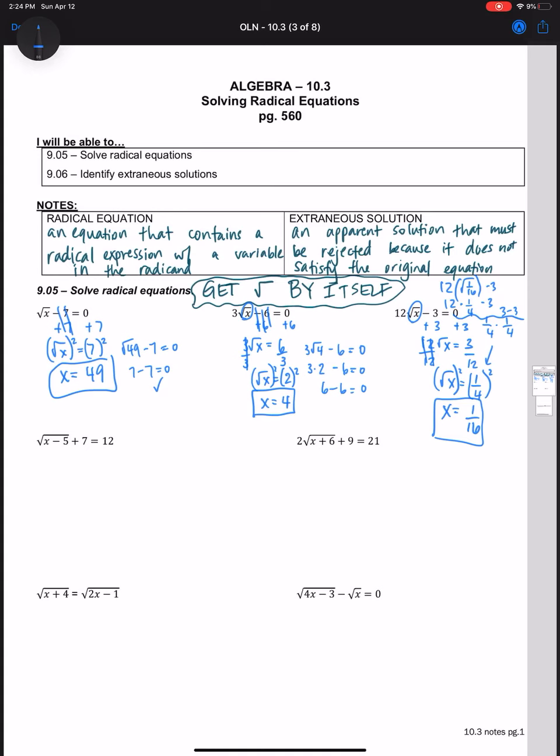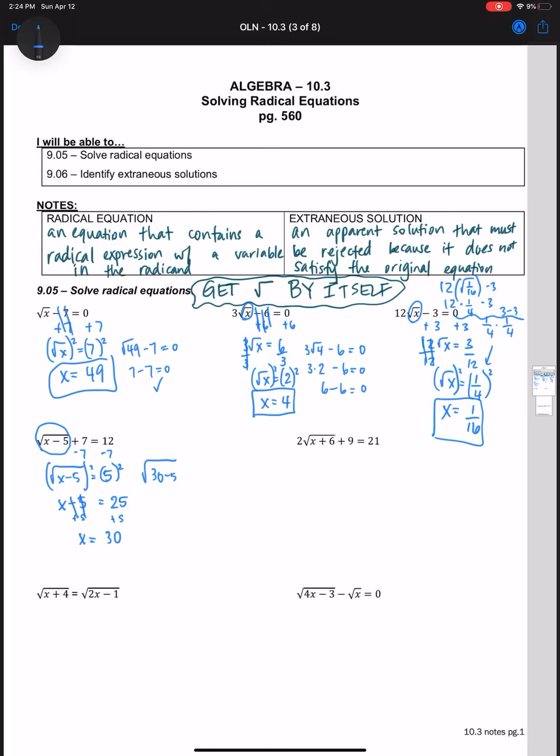Okay, so now we're going to get a little more difficult. Still need to get the square root by itself. So we need a minus 7 from both sides. X minus 5 is still there. That equals 5. How do you get rid of a square root? You square both sides. Now remember, the squared only cancels out the square root, so that is still x minus 5. The right side is 25. And then you solve for x. X is 30.